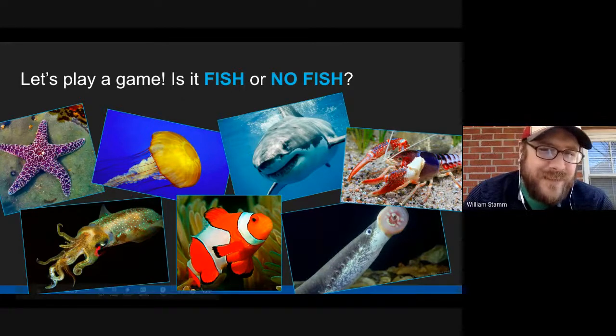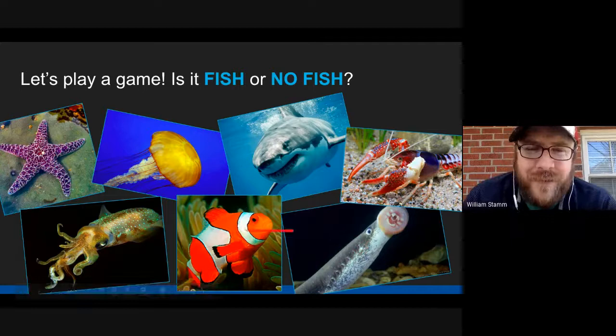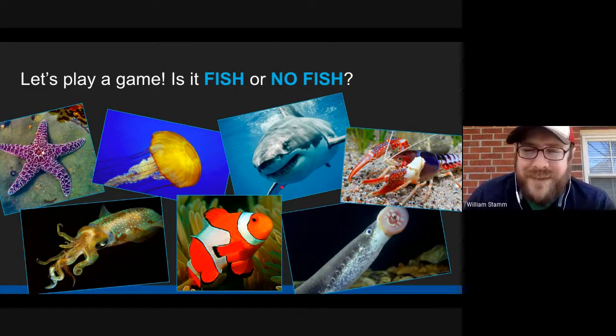This is a squid. Obviously, it's not a fish also. These three are fish, though. Clownfish, it's a great white shark, and this is a lamprey, which we're going to talk about today. Those are actually all fish, and we'll talk about that today.